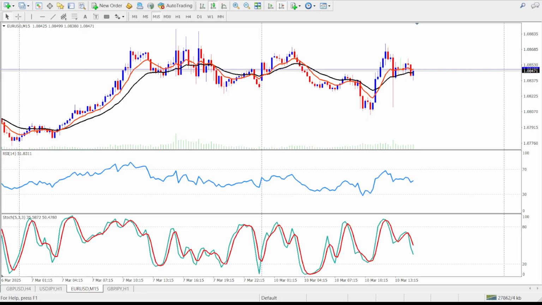So there you have it, some of the best leading indicators for scalping that can help you predict market moves and improve your trading strategy. Now, these indicators will give you the edge you need to enter and exit the market at the right time.